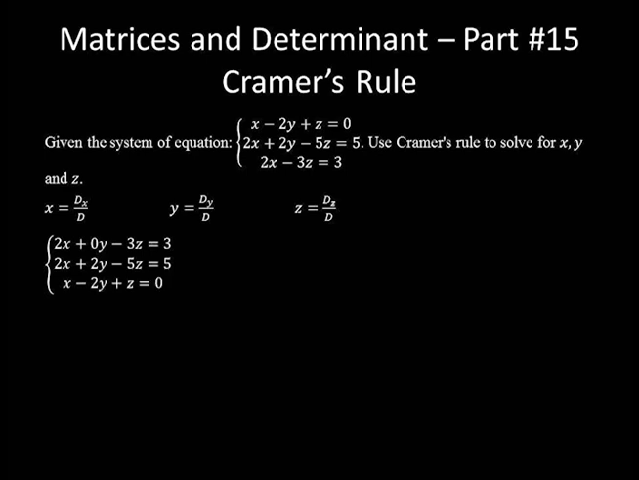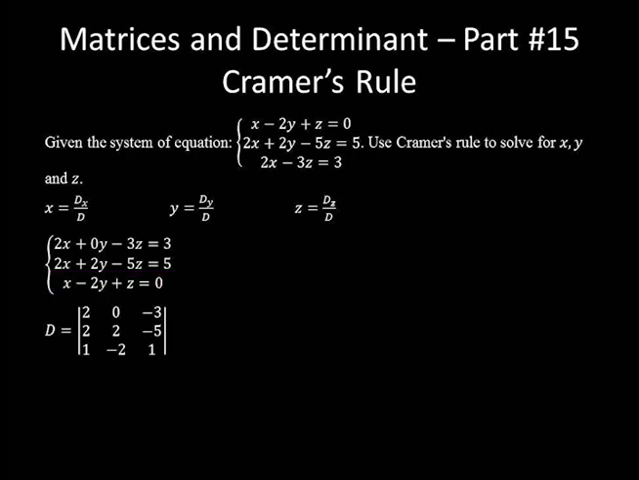Next, let's formulate the determinant of the coefficient matrix, meaning d equal to the determinant of this 3 by 3 coefficient matrix. In the first equation, the coefficient of x is 2, the coefficient of y is 0, and the coefficient of z is negative 3. In the second equation, the coefficient of x is again 2, the coefficient of y is 2, and the coefficient of z is negative 5. In the third equation, the coefficient of x is 1 because x means 1 times x. The coefficient of y is negative 2 and the coefficient of z is 1.